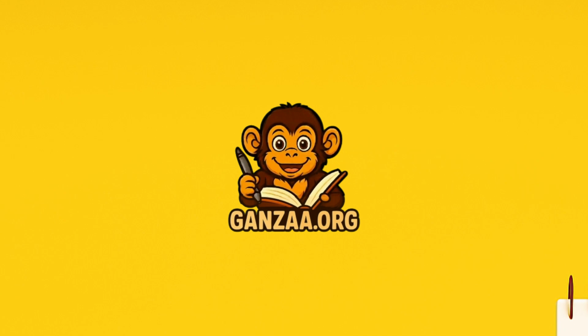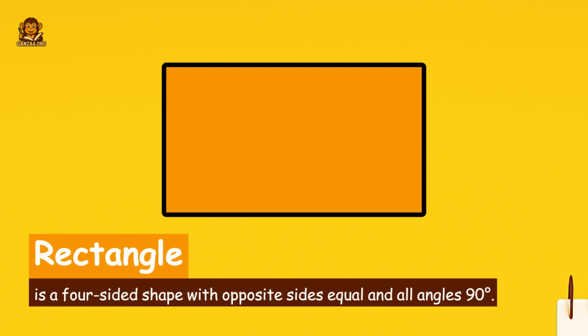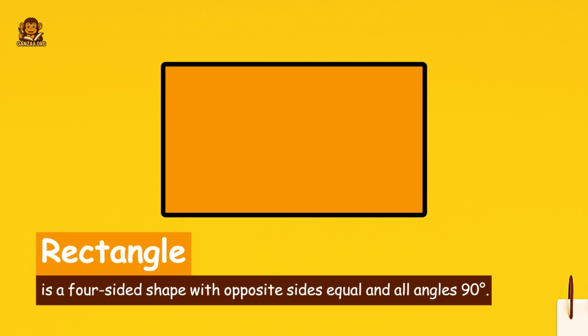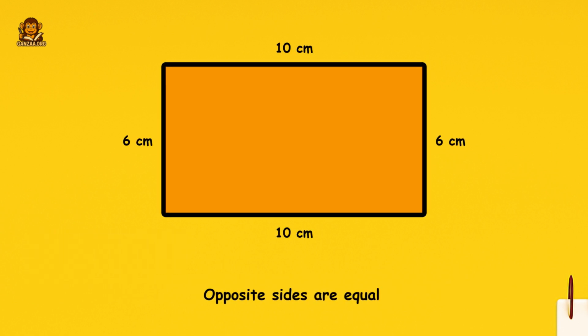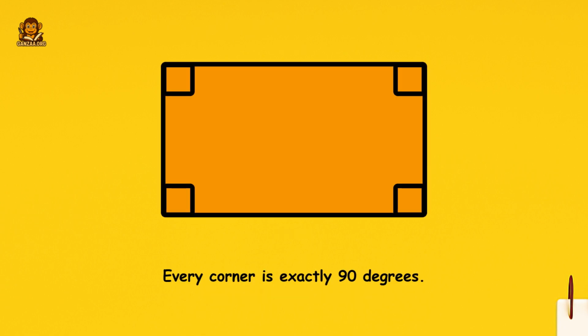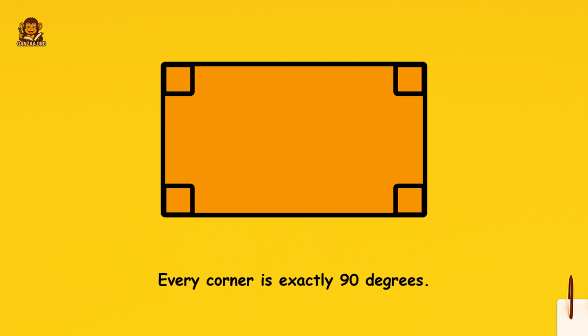Today, we're discovering another amazing shape. It has two long sides and two short sides, and all its corners are perfect. Can you guess what it is? It's the rectangle. A rectangle is a shape with four sides, where opposite sides are equal and all angles are right angles. That means two sides are long, two sides are short, and every corner is exactly 90 degrees.